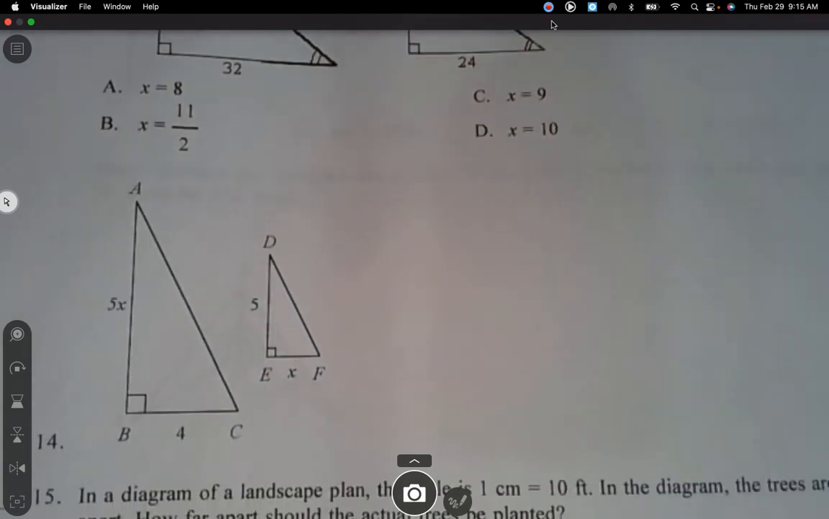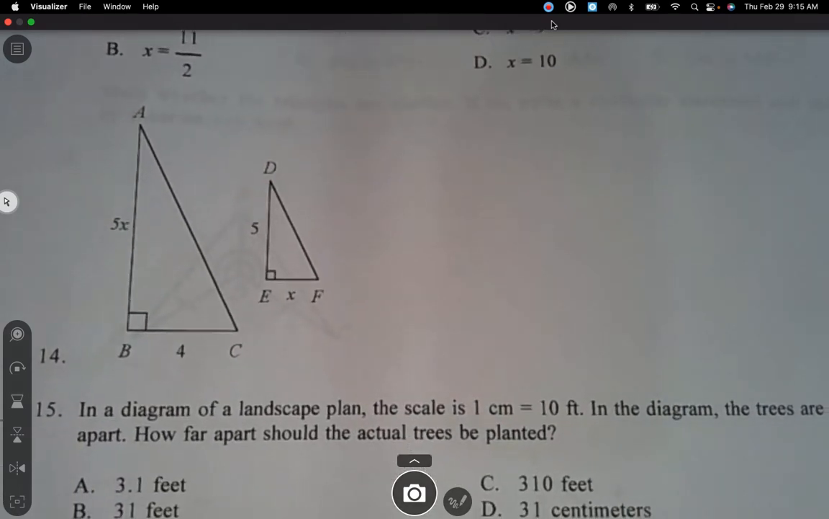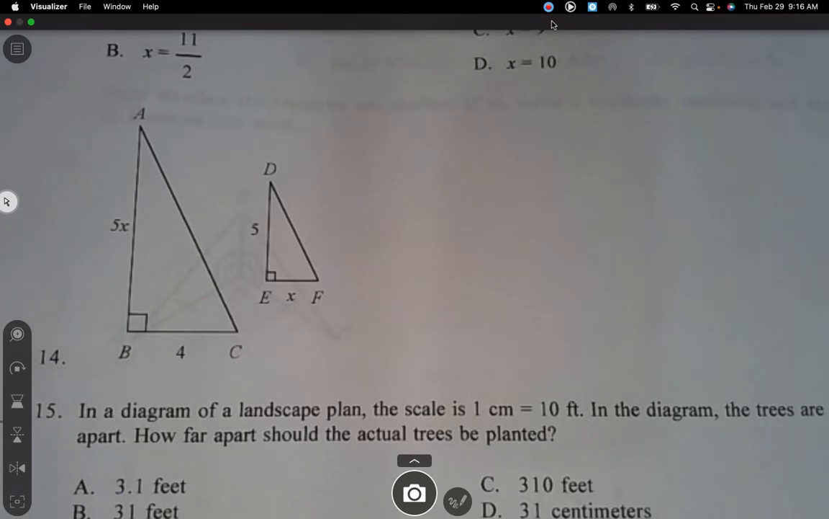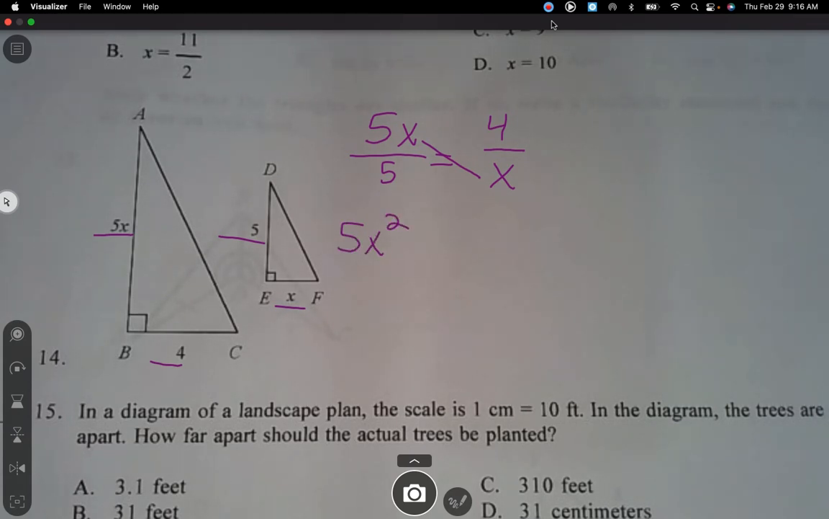All right, number 14. You always set this one up the same way. 5x over 5 equals 4 over x, okay? So I'm going to do the 5x with the 5, and in the same order, 4 over x. And if I cross multiply, this one's a little weird. It's 5 and then x squared. X times x is x squared. Y'all did learn that last year. And what's 5 times 4?